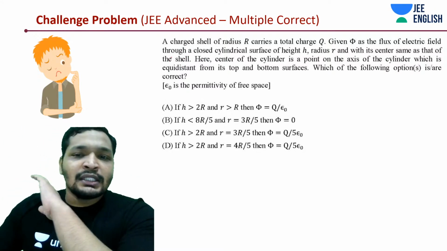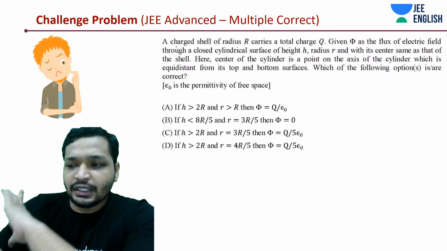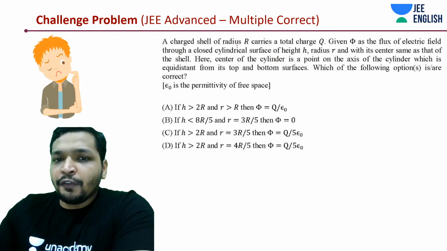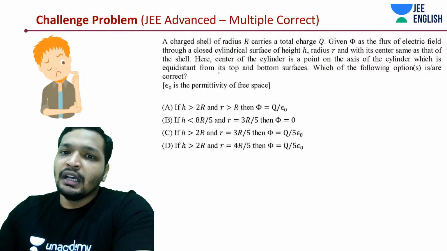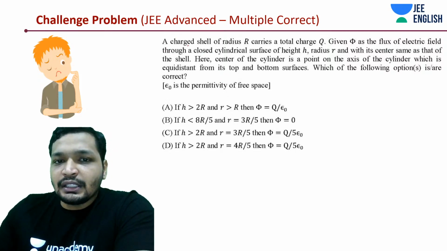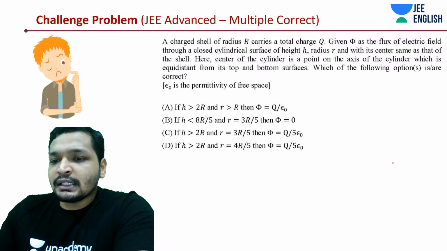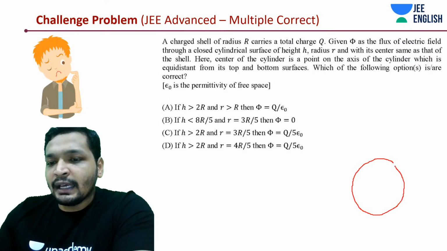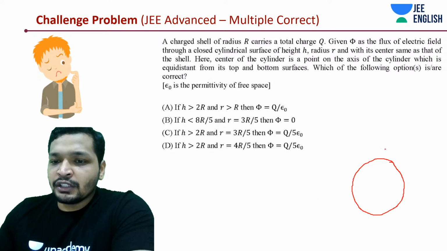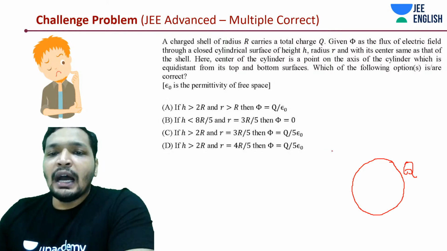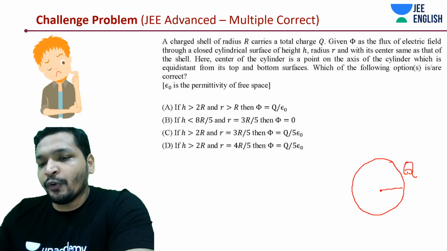And now this is a very easy question. How do you approach this kind of question? So this is the question. If you notice, it's basically about flux, Gauss law. It says a charge shell of radius r carries total charge q. So there is a charge shell and it carries a total charge q. Let's first of all map it down. It's q, and it has a radius r. These are the 2 key points to note.